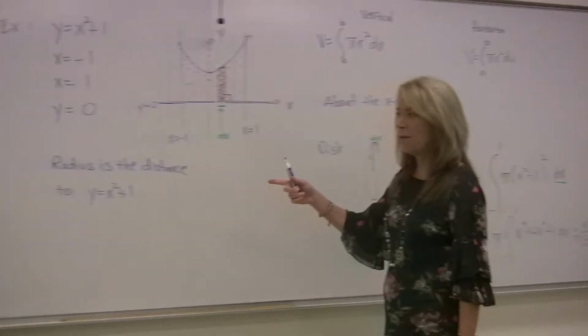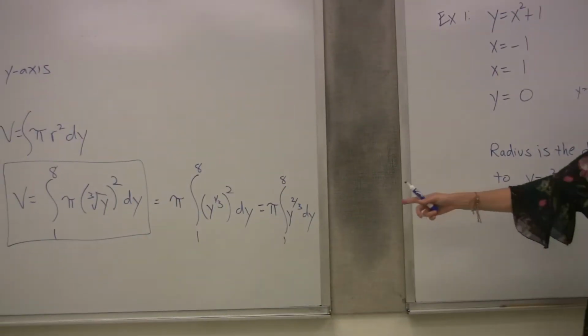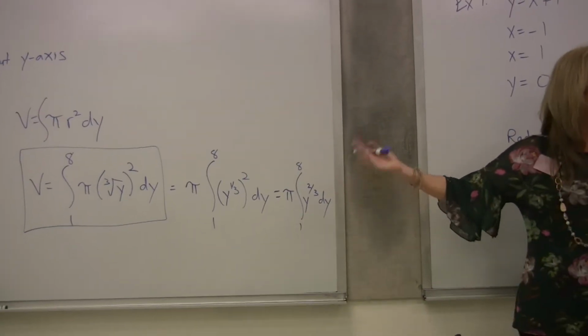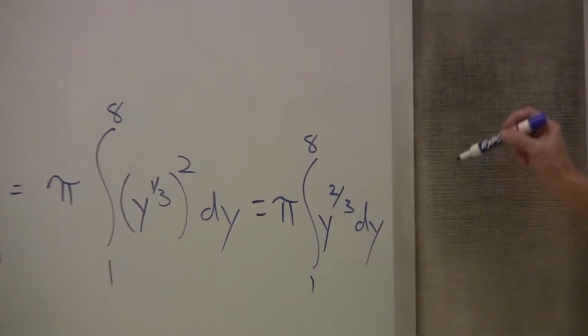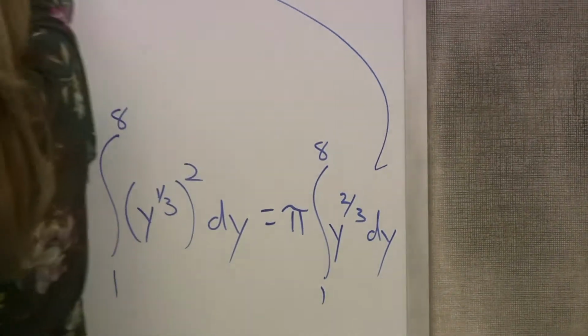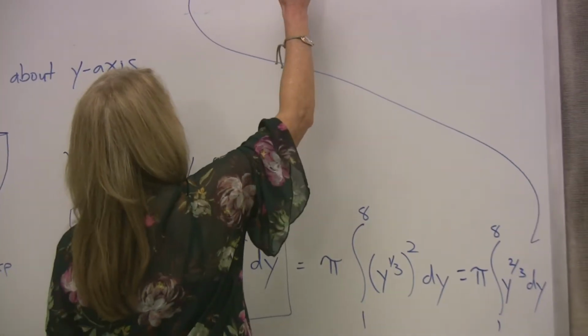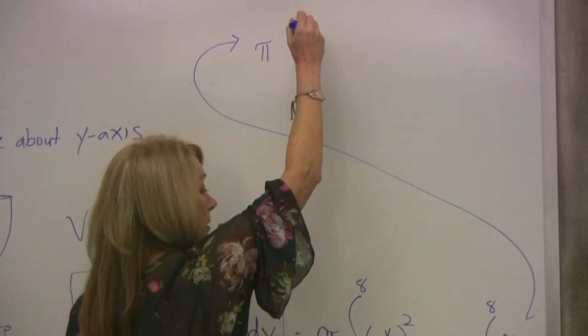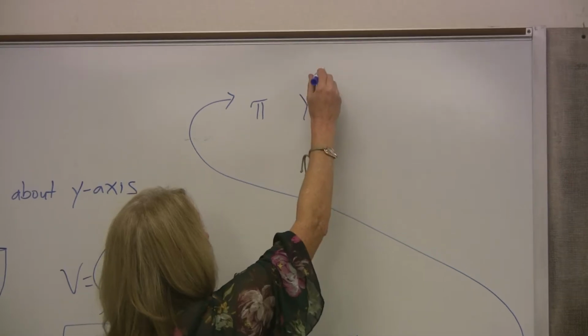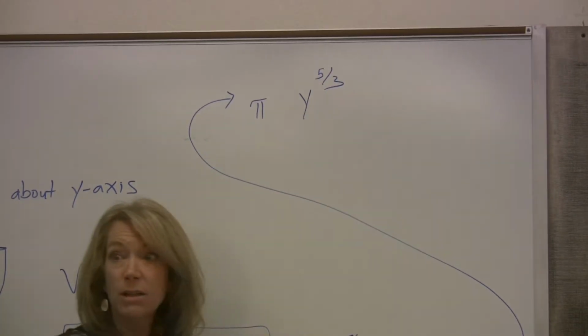So the exponent is 2/3. So it's going to be 5/3. And then I have to divide by that 5/3. I'm going to move up here so you can see it back there in the back of the room. The pi is still out there. I'm going to now have y to the 5/3, because I added 1 to 2/3.